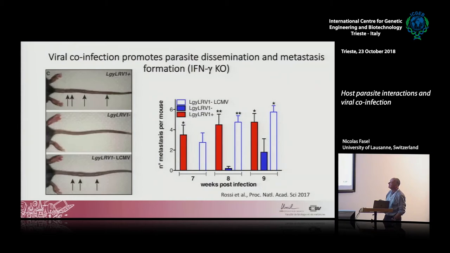You can measure here a metastatic score that we have per mouse, for a series of mice. You can see LRV plus or LRV minus plus LCMV. Then you start to have this dissemination also. So you can have dissemination either when the virus is present inside the parasite, or when you do a co-infection.